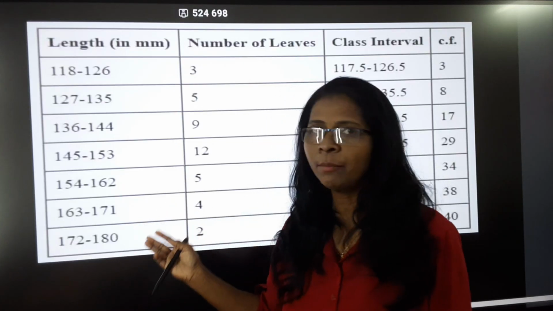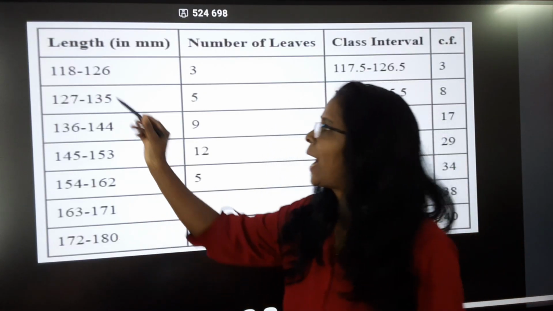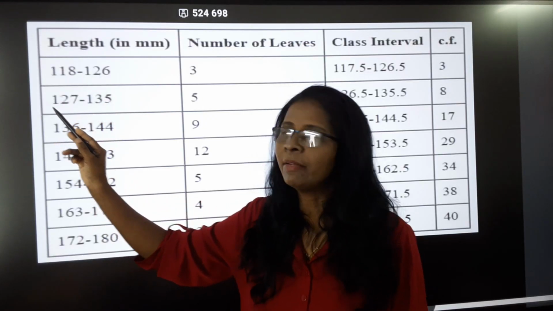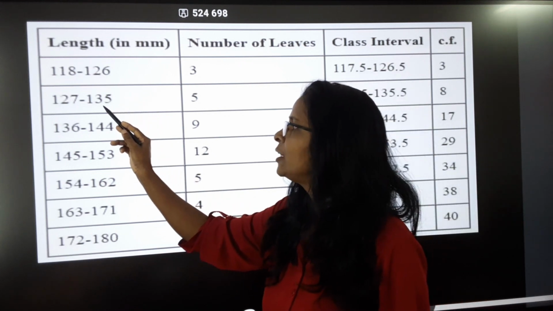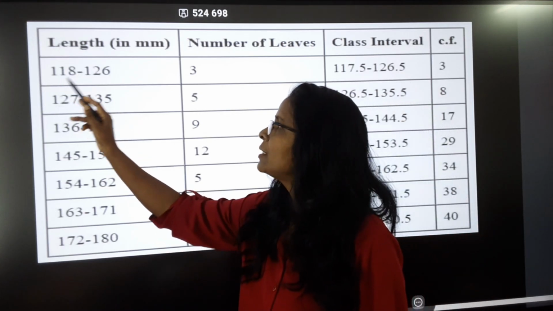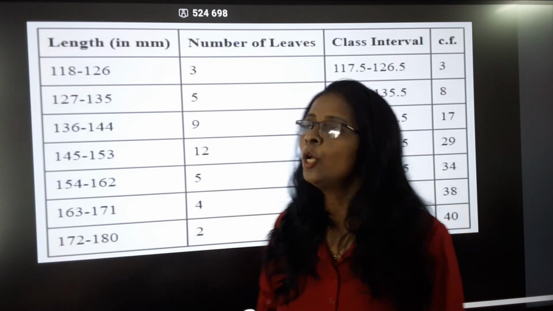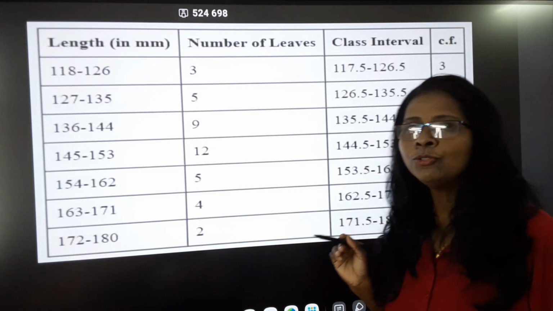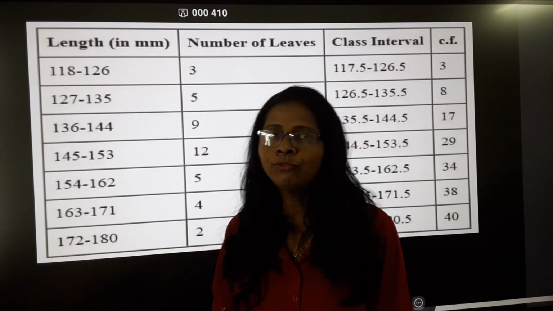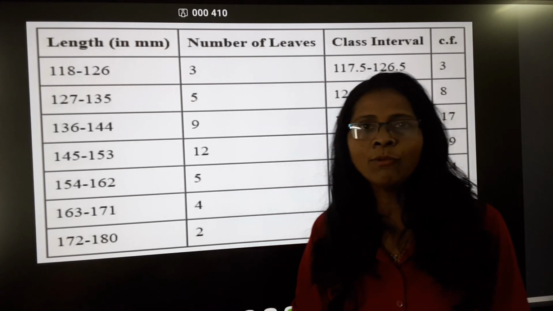But if you observe this table, the first column is for the classes, but those classes are not continuous. See here, 126, and the second class starts from 127. The second class finishes at 135, then the third class starts at 136. So the lower class limit and the upper class limit are not continuous, and that's why we make those classes continuous. So the third column is for the continuous class interval. We have to first make these classes continuous. So how can we make these continuous classes?